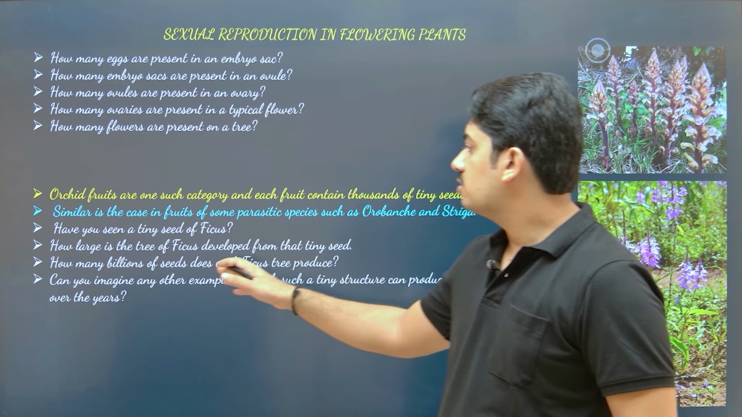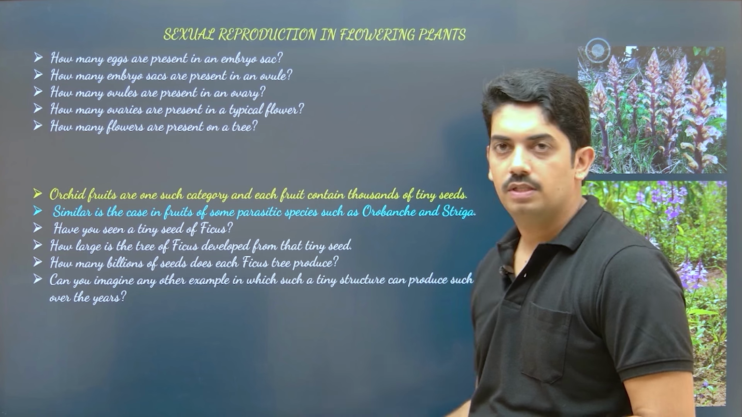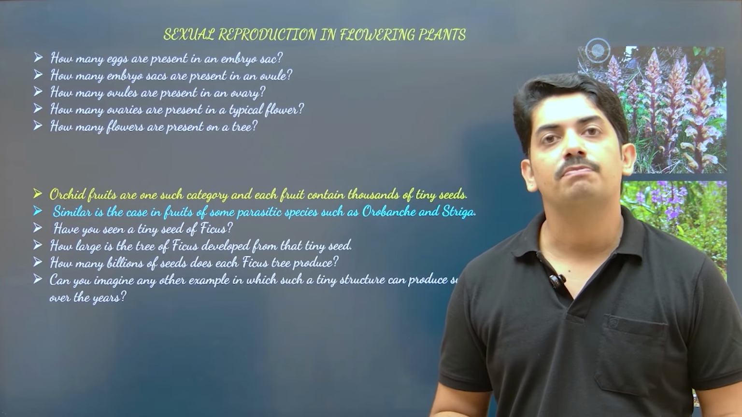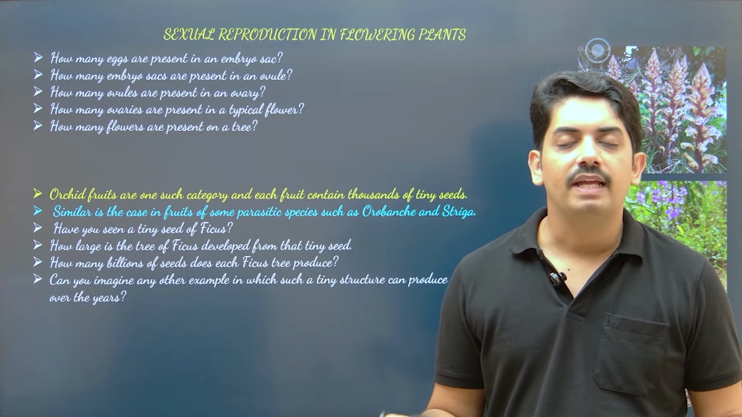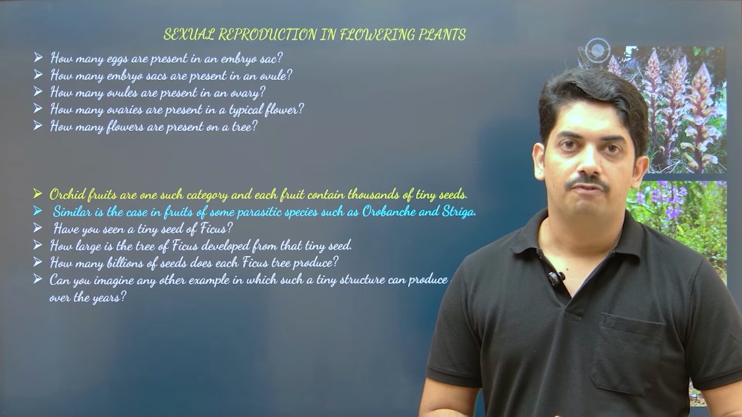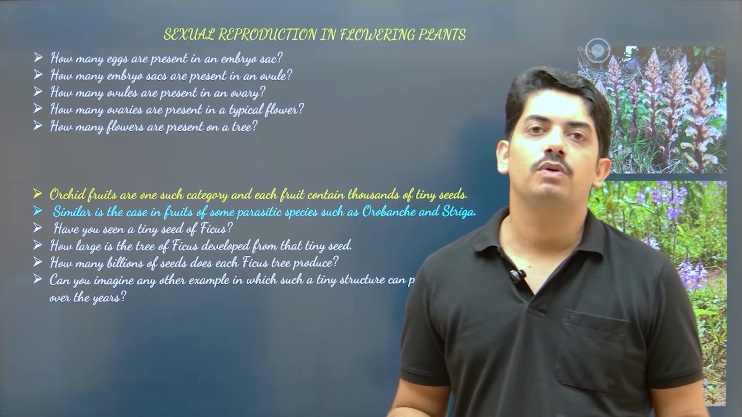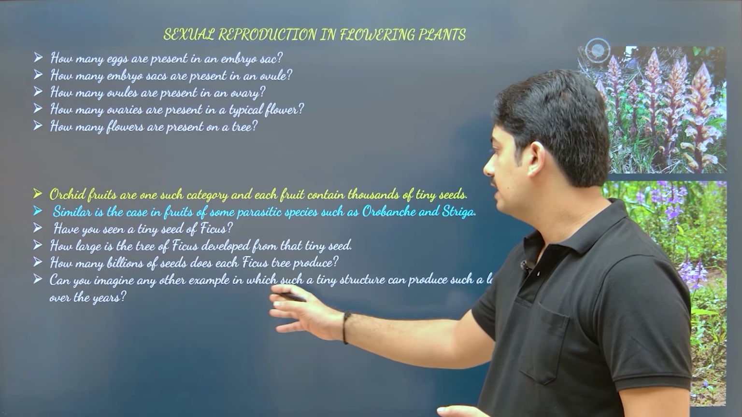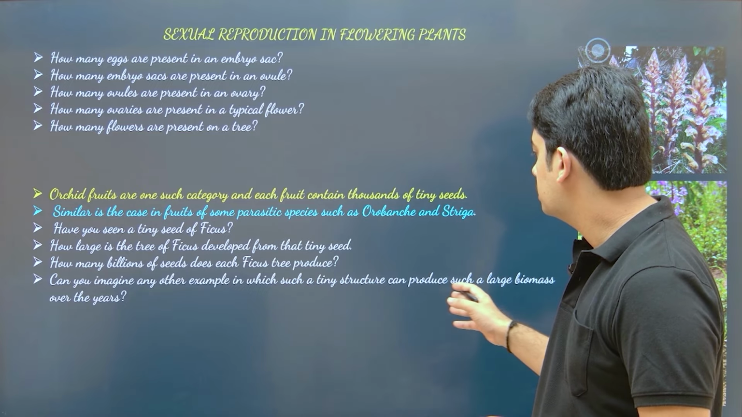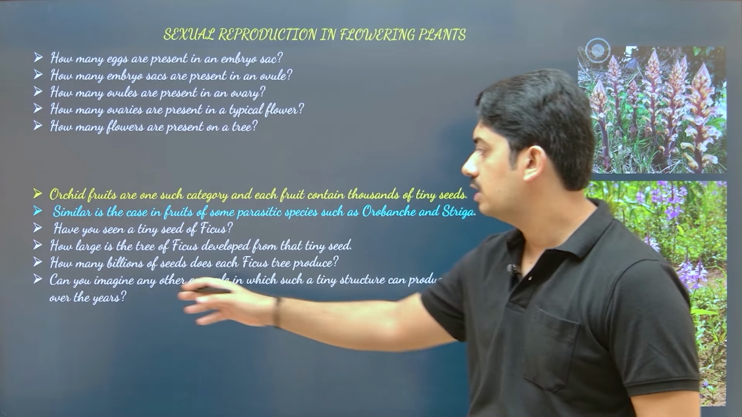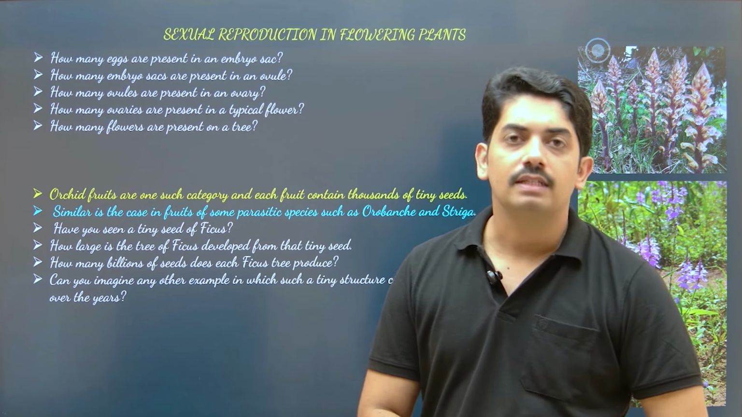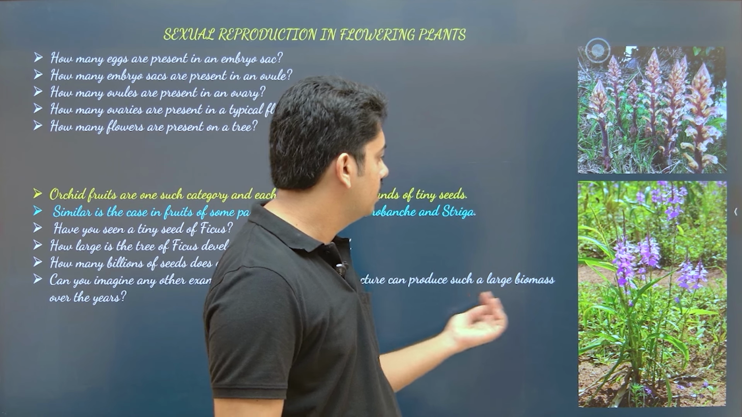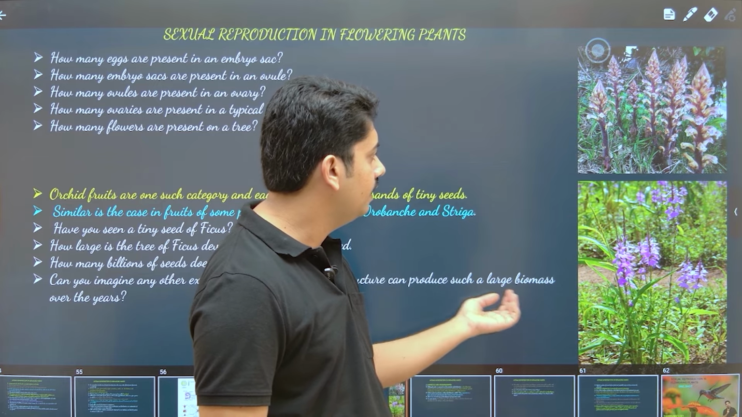So how many billions of seeds does each Ficus tree produce? Even though they produce billions of seeds, the possibility of producing offspring is very, very less. From those billion seeds, it can produce one or two offspring. Can you imagine any other example in which such tiny structures can produce such a large biomass over the years? They are asking for some other example which is similar to the Ficus plant. If you want, you can search for such types of plants in nature.